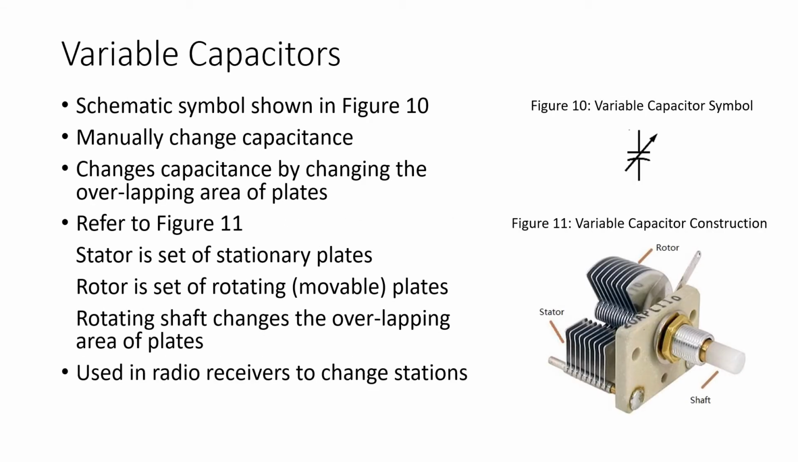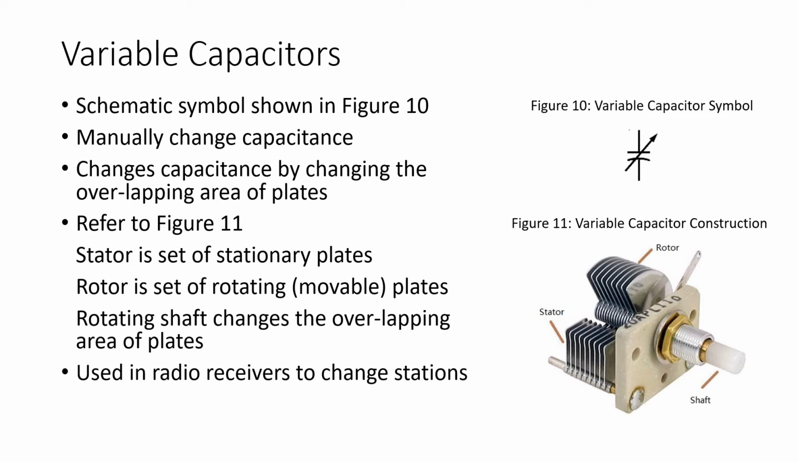Now, you'll also encounter variable capacitors. The schematic symbol for a variable capacitor is shown in figure 10. And this is similar to the schematic symbol used for variable resistors. And just like with a variable resistor, the variable capacitor allows us to manually change the value of capacitance. And this is done by changing the overlapping area of the plates of the capacitor.